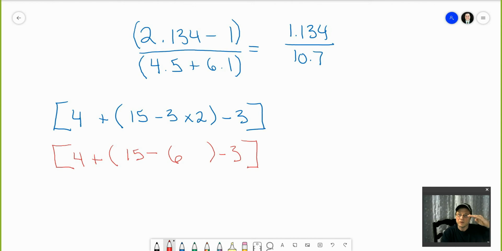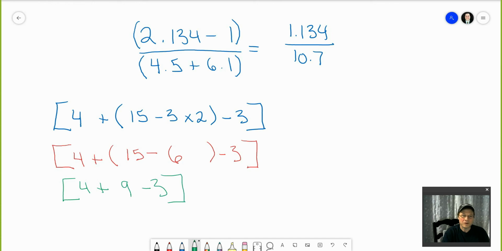And I will rewrite this, even now. I don't skip ahead. I rewrite my equations step by step by step. That way, if I make a mistake, I can look back and say, oh, that was the error. Now, notice I still have brackets. So I will rewrite this 4 plus. Now I work inside of my brackets. 15 minus 6 is 9 minus 3.